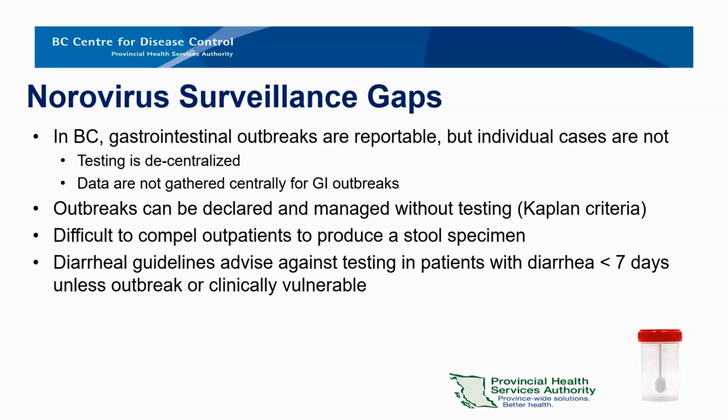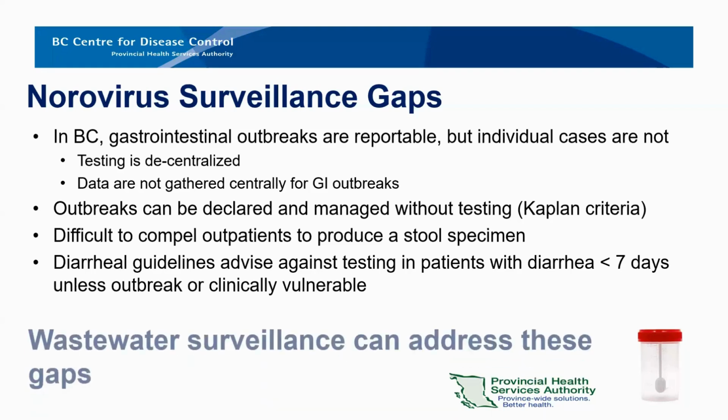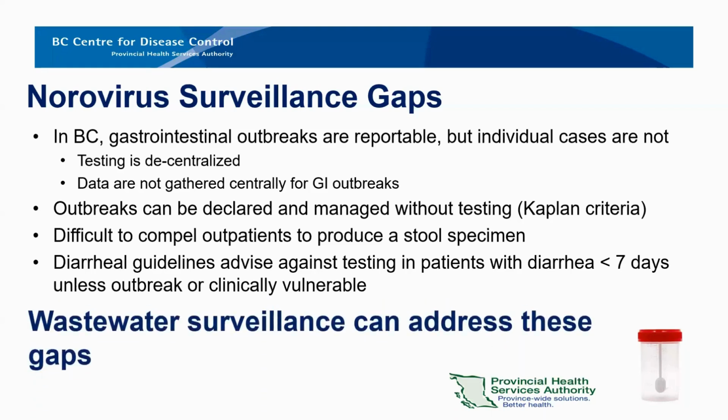The other thing is that our testing guidelines here in BC actually exclude norovirus. Norovirus causes illness with a really rapid onset and resolution, so it is not in line with our diarrheal testing guidelines, where we say that you shouldn't test unless you've had diarrhea for over 7 days, unless you're in a very specific criteria, which is that you're part of an outbreak or you're clinically vulnerable. If you just forward, the one thing is that wastewater surveillance can address a lot of the surveillance gaps.